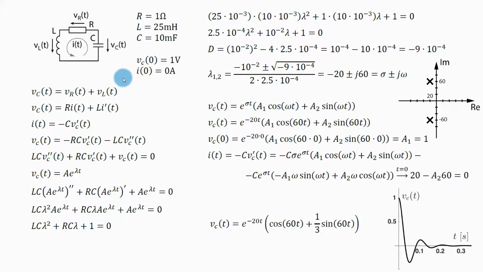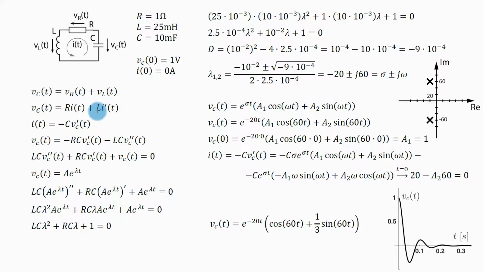Now to solve this circuit, I need to describe it with a differential equation using basic circuit theory. So, the voltage on the capacitor must be equal to the voltage on the resistor plus the voltage on the inductor. I have written that here. The voltage on the resistor I can express as this current times the resistance that I have written here. The voltage on the inductor I can express as the derivative of this current times the inductance.